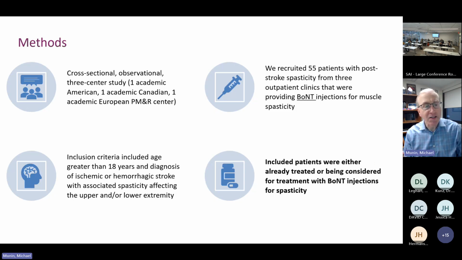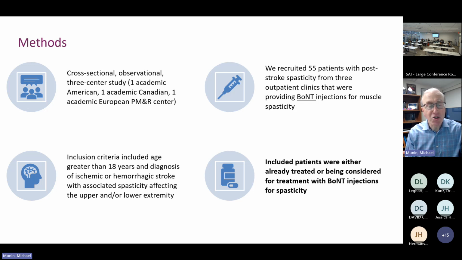So again, just to highlight this study, the methods: a cross-sectional, observational, prospective, 3-center study, one academic American, one Canadian, one European center, all PM&R centers. Inclusion criteria, age greater than 18 years old. They had to have ischemic or hemorrhagic stroke with associated spasticity affecting the upper and or lower extremity.